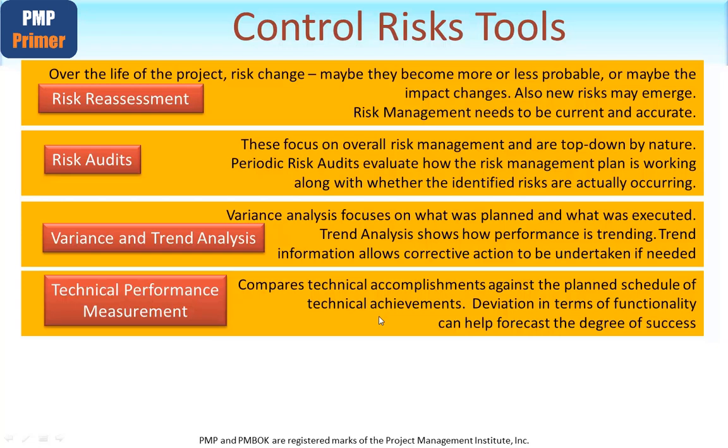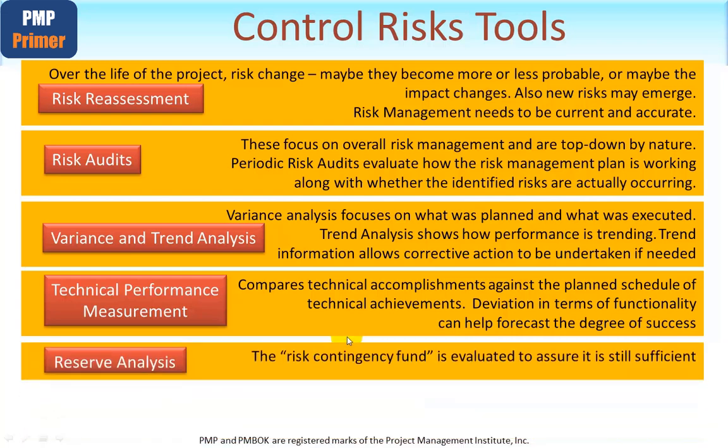As it says here, looking at the deviation in terms of functionality or products can help forecast the degree of success the project is achieving at this point in time and give the project manager an opportunity to actually refine and hone that to bring the project back on track if indeed the variances don't look good.